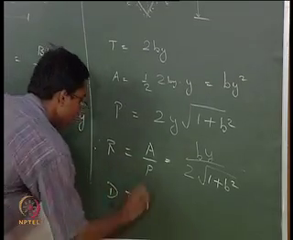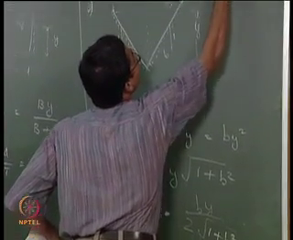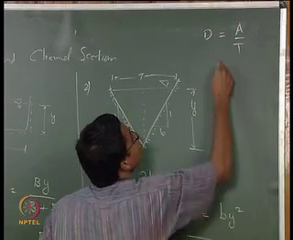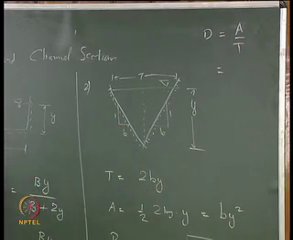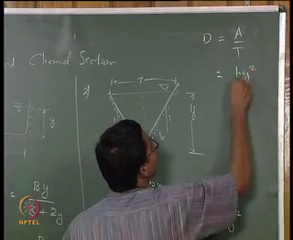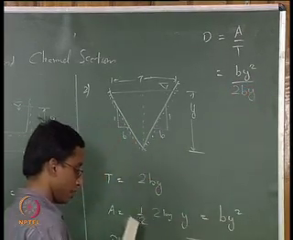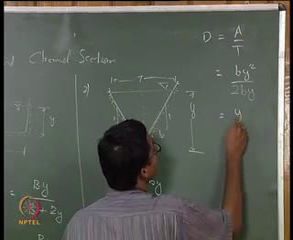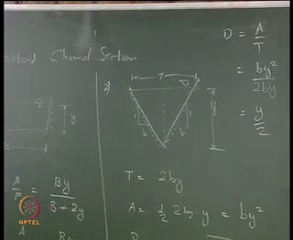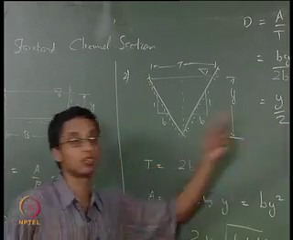Again, what is hydraulic depth D? I will write it here. Hydraulic depth D is nothing but the area of cross section divided by the top width. That again you can give as b y squared by 2 b y, and what are you getting? Y by 2. So you see the difference here. For a rectangular cross section, you are getting the hydraulic depth as y. In a triangular cross section, you are getting it as y by 2.